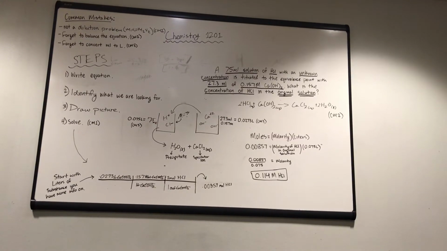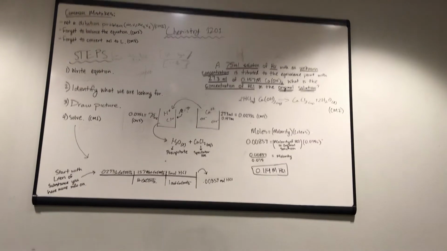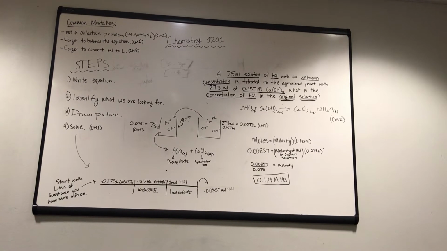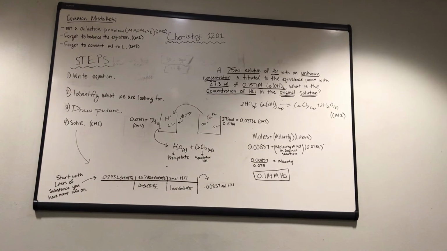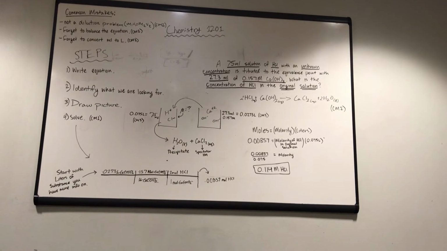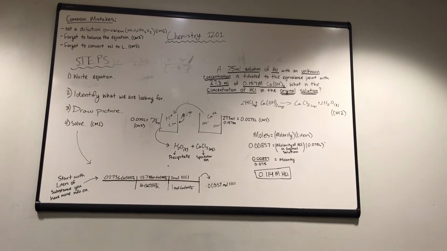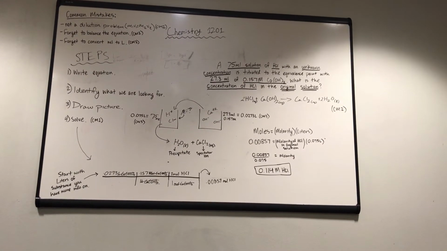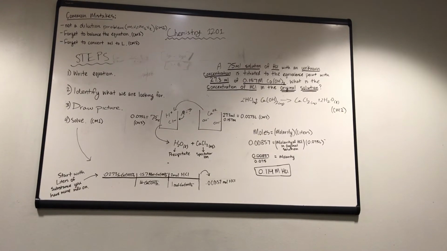A 75 milliliter solution of HCl with an unknown concentration is titrated to the equivalence point with 27.3 milliliters of 0.157 molar Ca(OH)2. What is the concentration of HCl in the original solution?